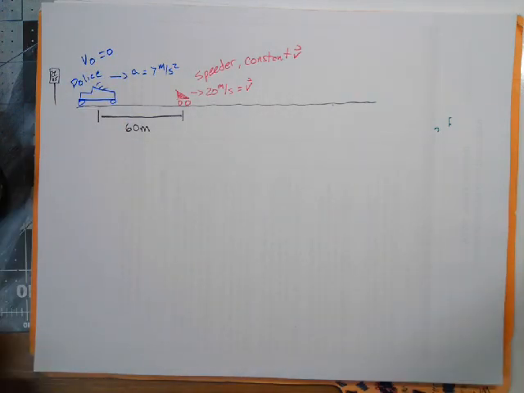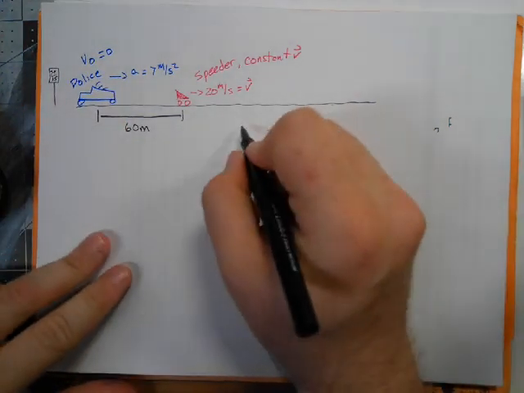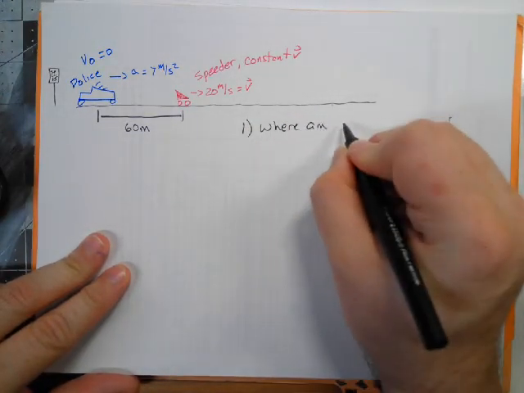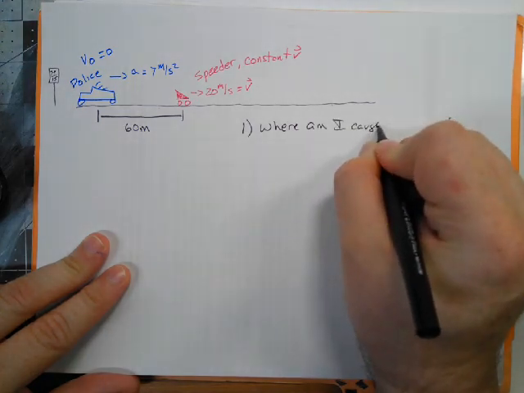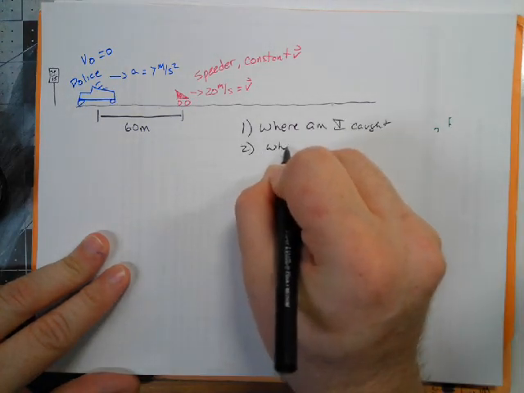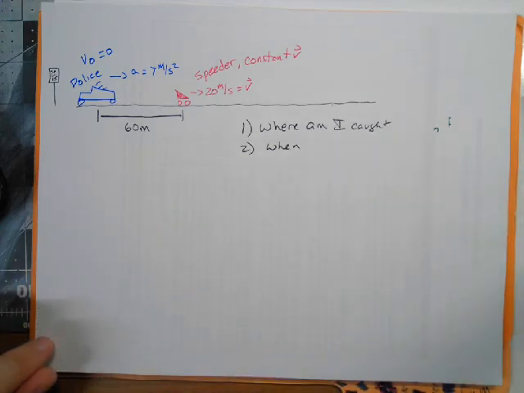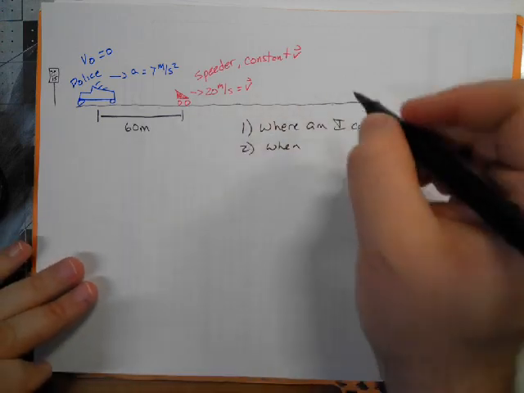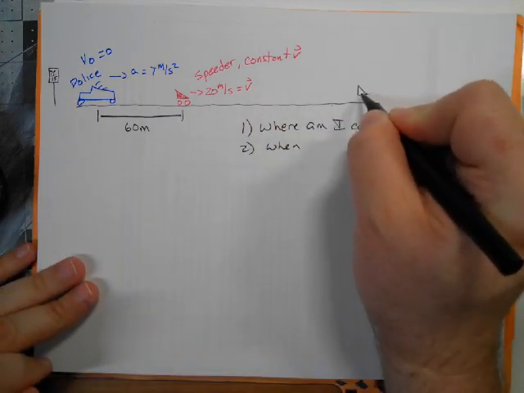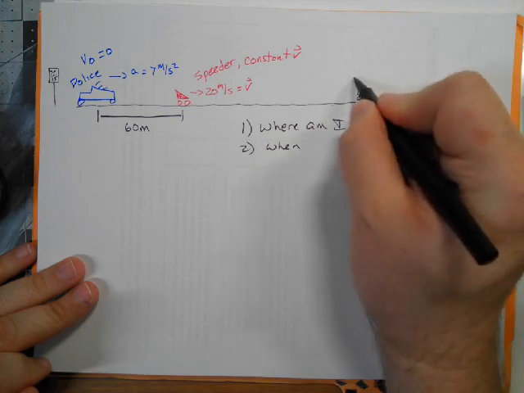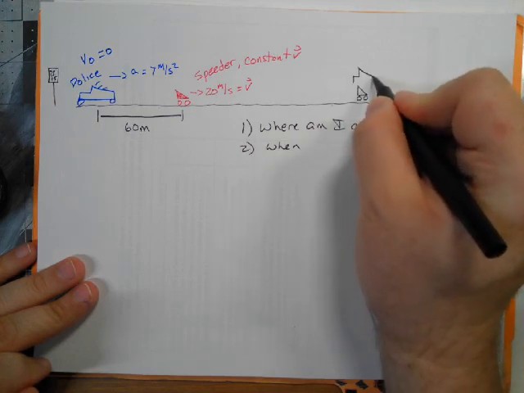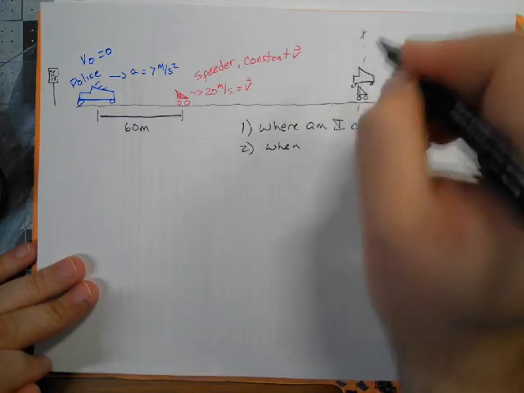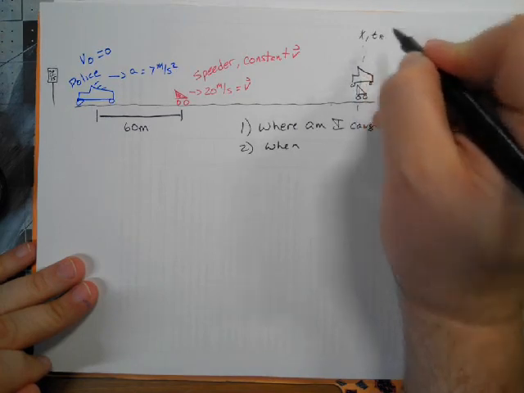And so what we want to know is, one, where am I caught? And two is when. So what those ultimately mean is if we draw this out somewhere else, both the car that I'm driving and the cop car should be at the same location and at the same time. T final.